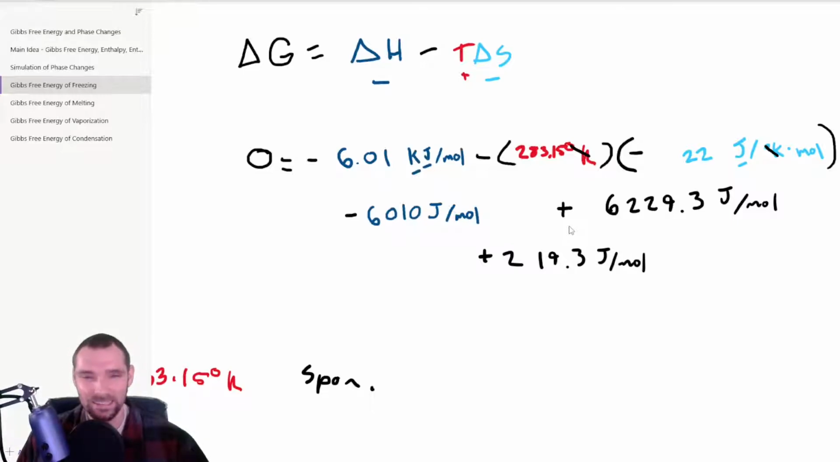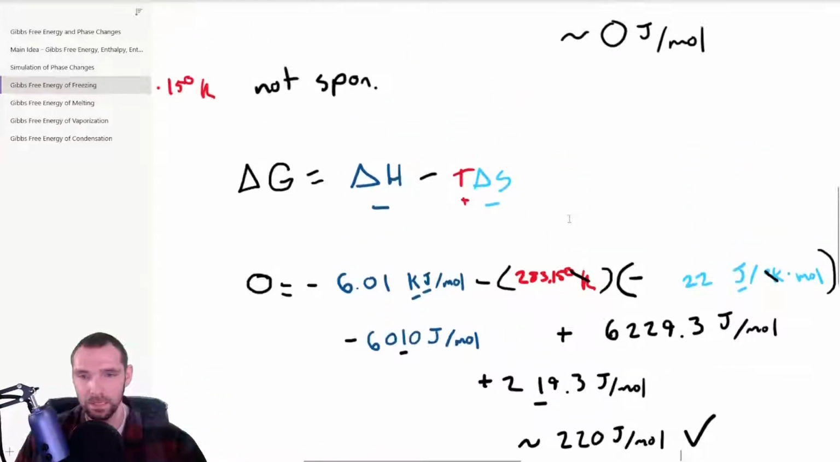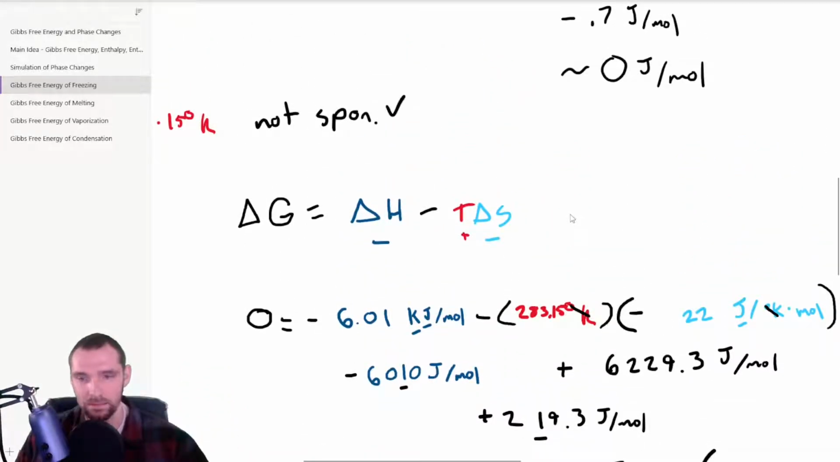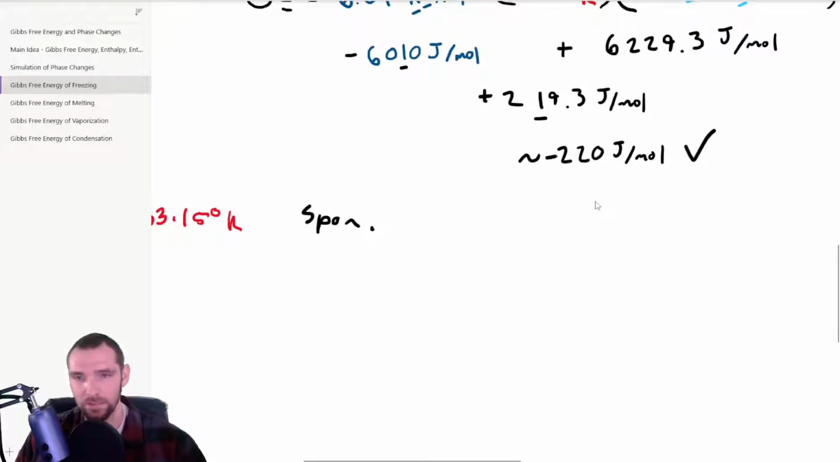And then our last sig fig on this one was in the tens place. So our last sig fig is in the tens place here. So we can estimate this as 220 joules per mole. So yeah, you can see that this is not spontaneous. So that kind of matches that, right? The fact that it was a positive.